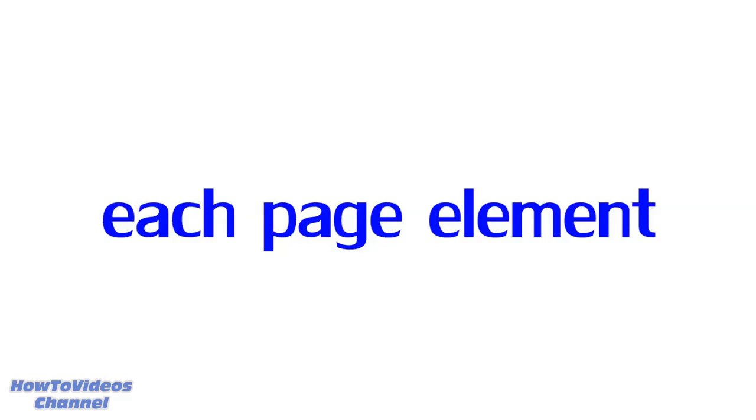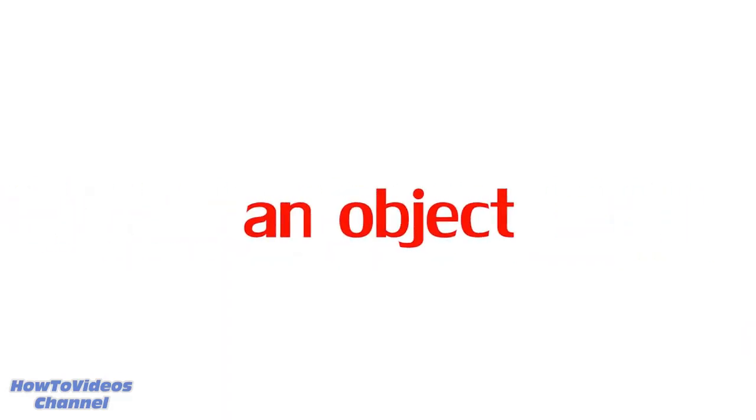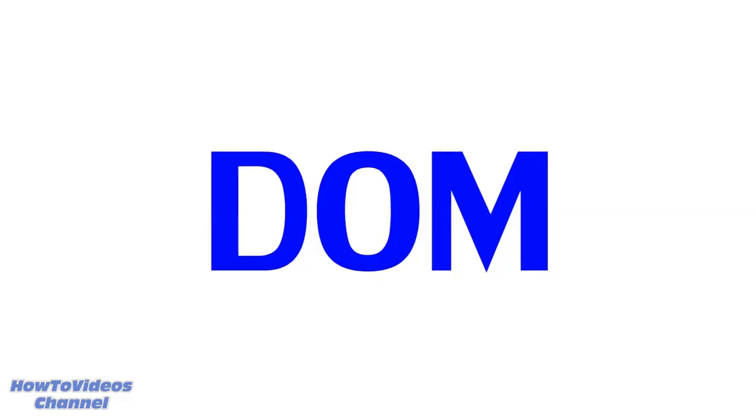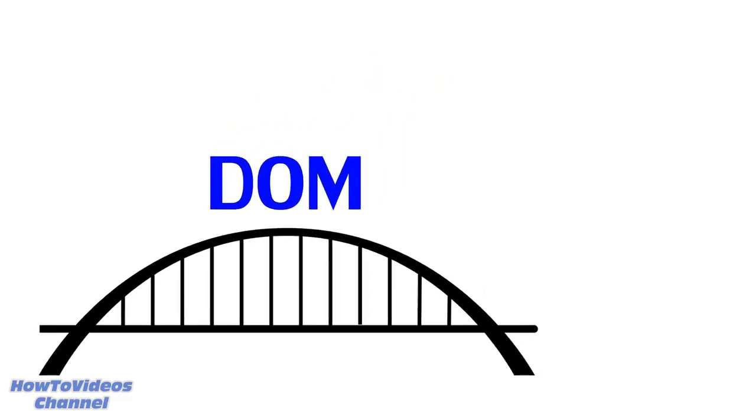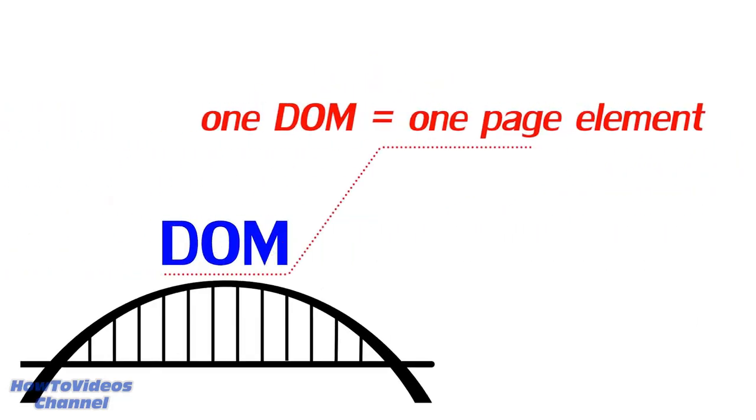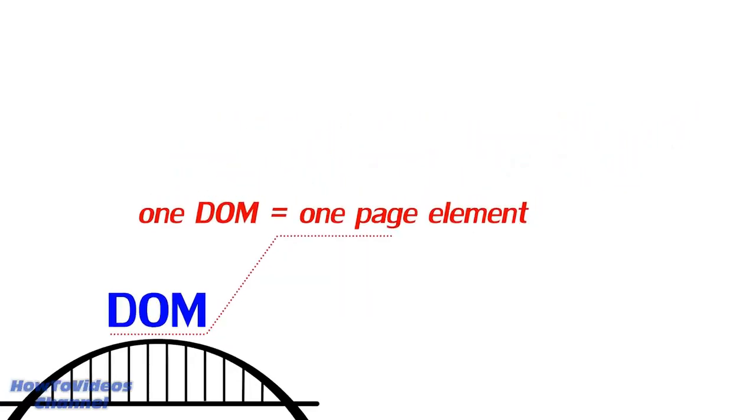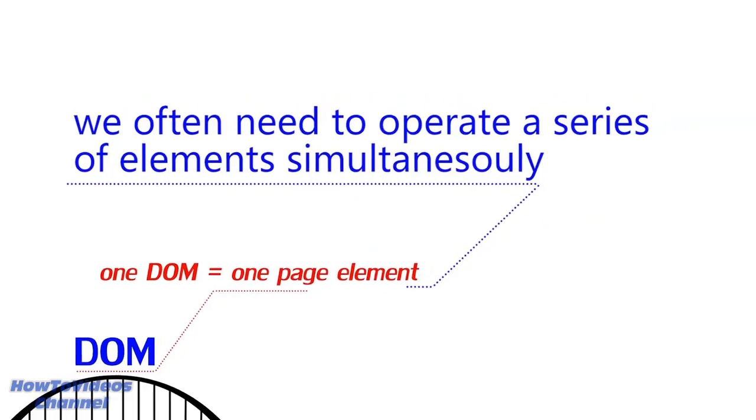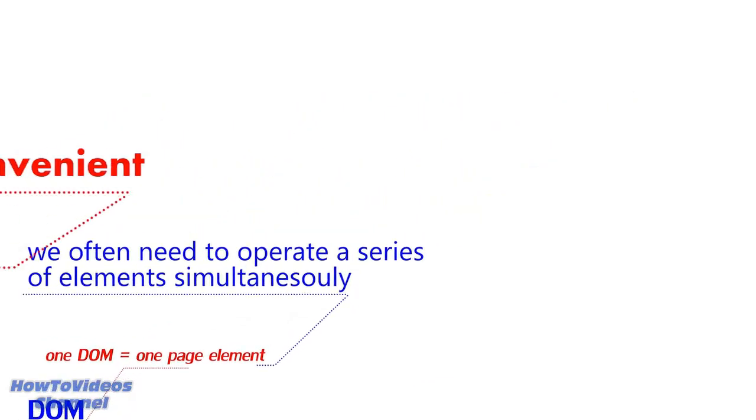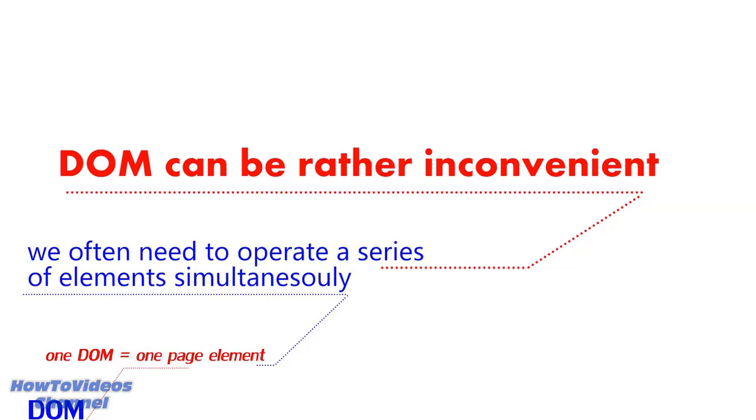In JavaScript, each page element is represented by an object. This object is called DOM object. That DOM object is like a bridge linking us and the element we want to manipulate. Its methods and properties allow us to manipulate the selected page element. One DOM object only represents one selected page element, but the problem is we often need to operate a series of selected elements simultaneously. In this case, using DOM object can be rather inefficient and inconvenient.